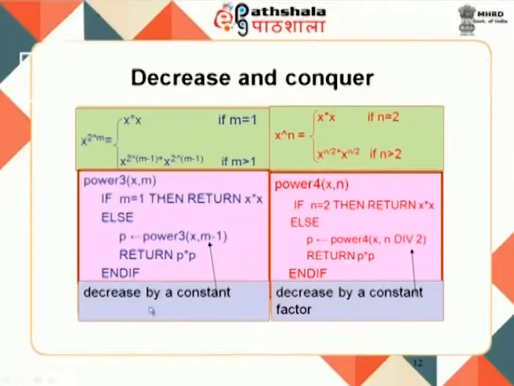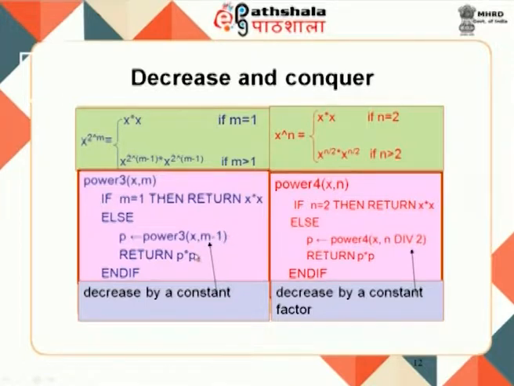Okay. So, let us take the same power problem; we can also solve it by decrease and conquer. So, you have x to the power of 2m. You can say that this will be x into x if m is equal to 1, and will be x to the power 2 (m minus 1) into x squared if m is greater than 1. So, power3(x, m): if m is equal to 1 then return x into x, else p is equal to power3(x, m minus 1). This is the decrease by a constant.